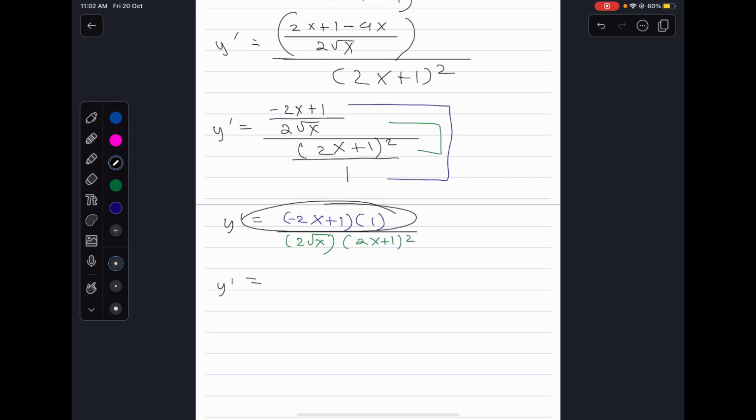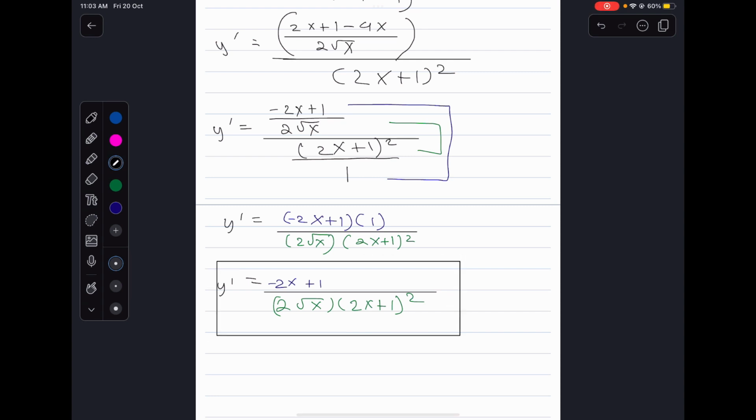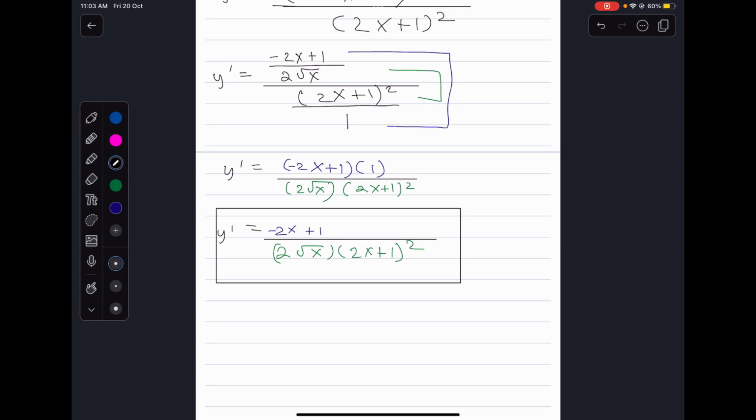Now any expression times 1 is equal to itself, so we can just copy paste what we had before, and this should be the final answer. If you are given the value of x, you can definitely calculate it further, but I'm not given the value of x, so I'm just going to leave it like that.